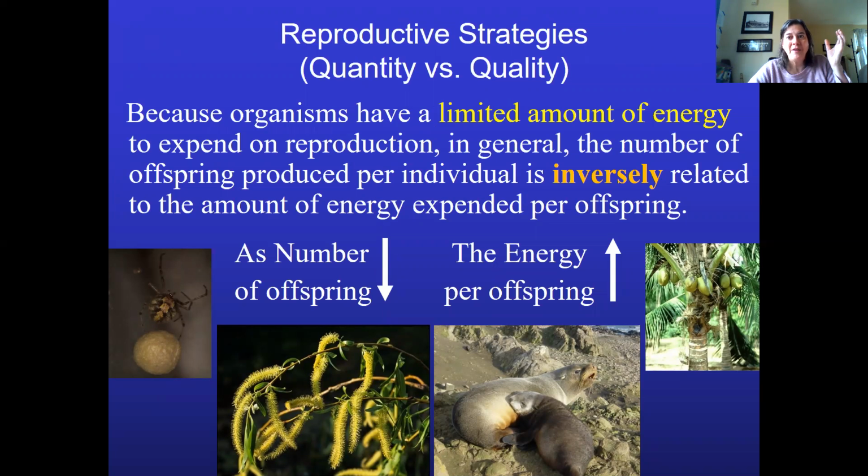Organisms have a limited amount of energy, and they can either swing their energy towards having as many offspring as possible, or they can swing it towards having fewer offspring, but caring for those offspring. And that takes a lot of energy. So those two things are going to work inversely to each other.